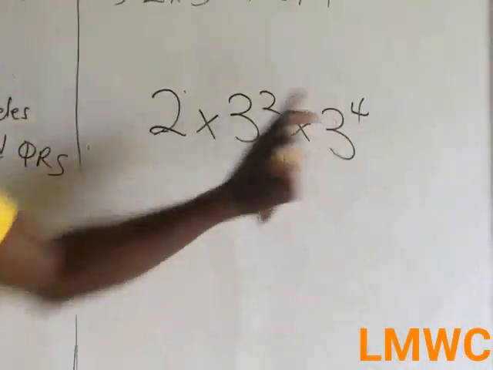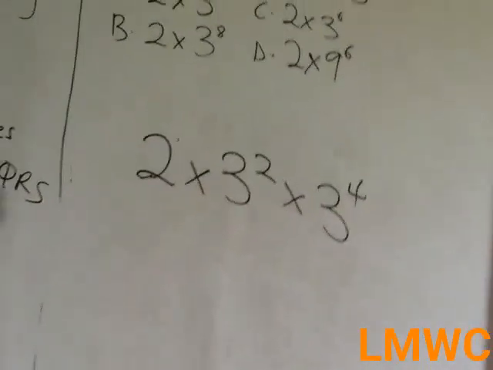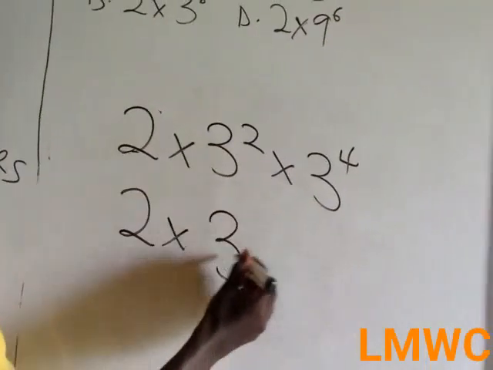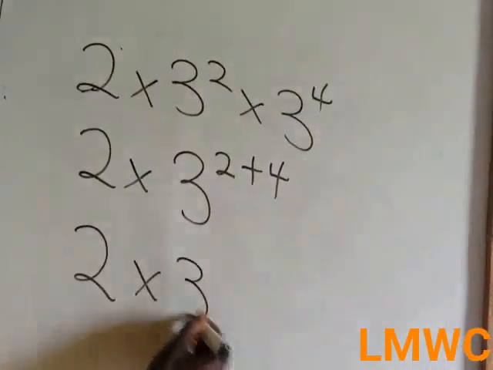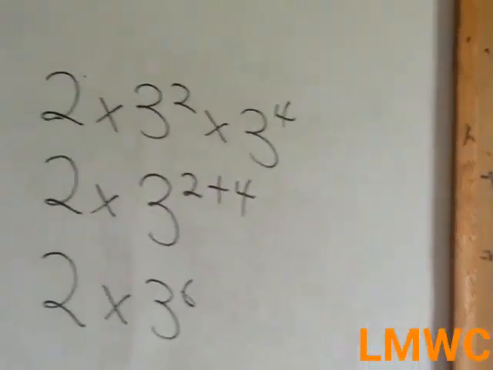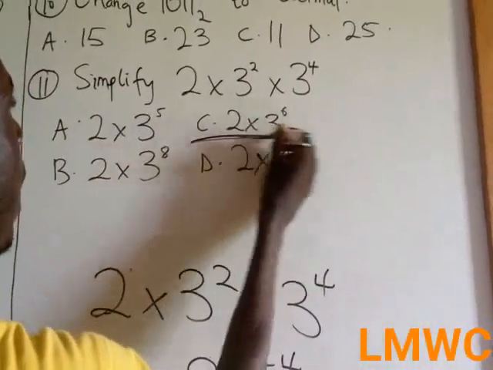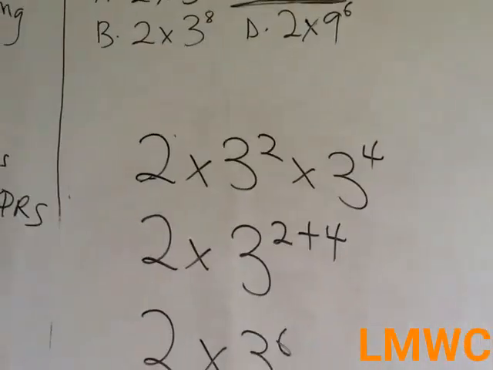So we have 3 power 2 times 3 power 4. And for indices, if the bases are the same and they are multiplying, we add the powers. So it becomes 3 power 2 plus 4. So 2 times 3 power 6. Our answer is C. The answer is C.